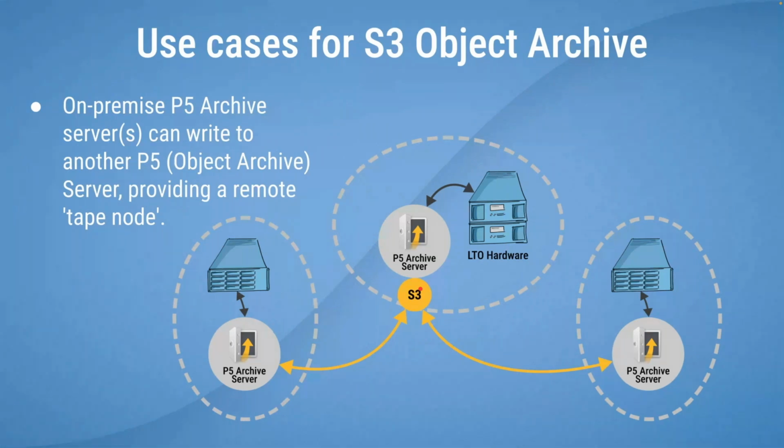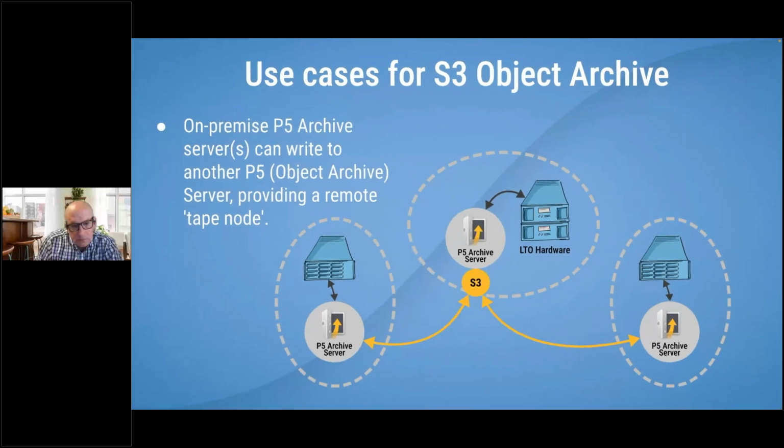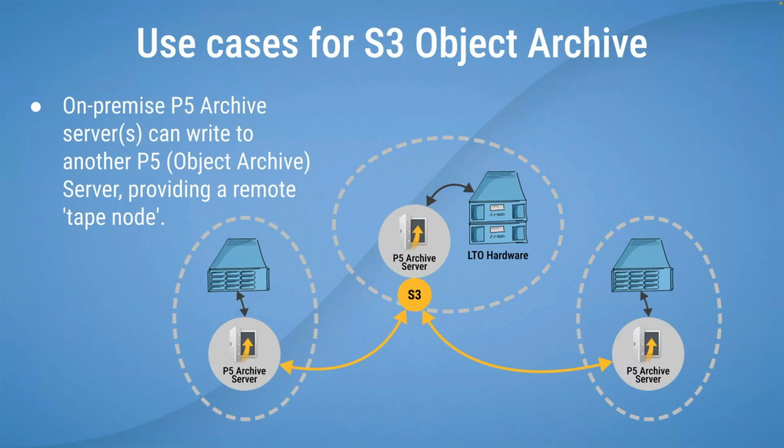So you can basically configure LTO hardware and tapes as an archive node that's shared by archive servers within the organization at different locations. All of this requires that the interconnecting network is fast enough to achieve what we need to achieve. But this is something that we've never been able to do before with P5 Archive, and we think that's really going to be interesting for a lot of customers.